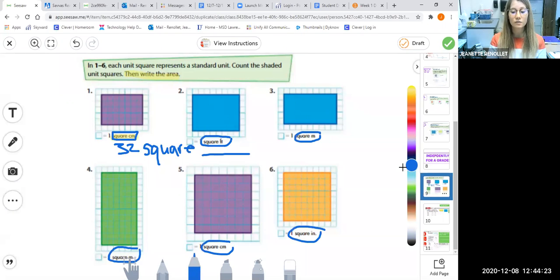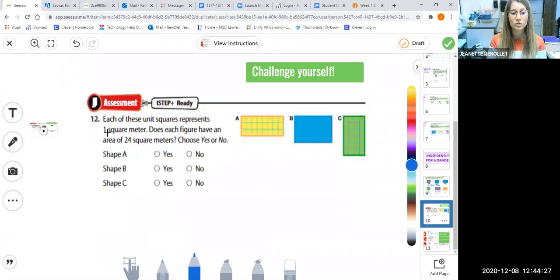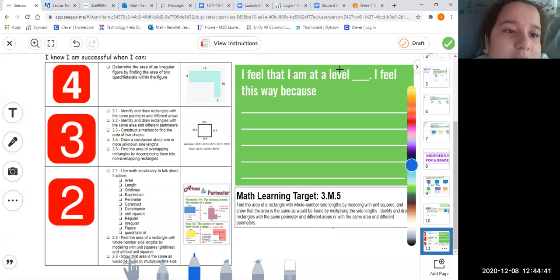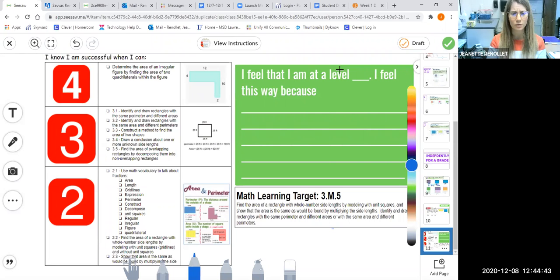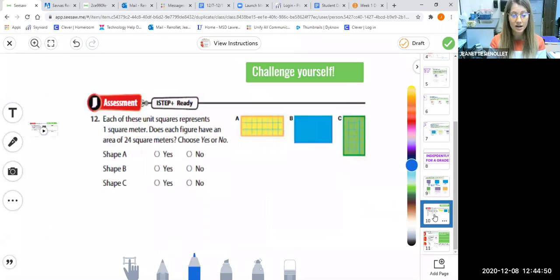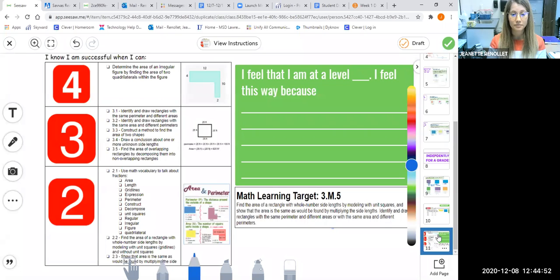Slide 9 is the first of your tasks. Then you need to do this challenge problem on slide 10. On slide 11, you will reflect on your success today. You need to explain why you felt successful or why you did not feel successful. Your job today is slides 9, 10, and 11.